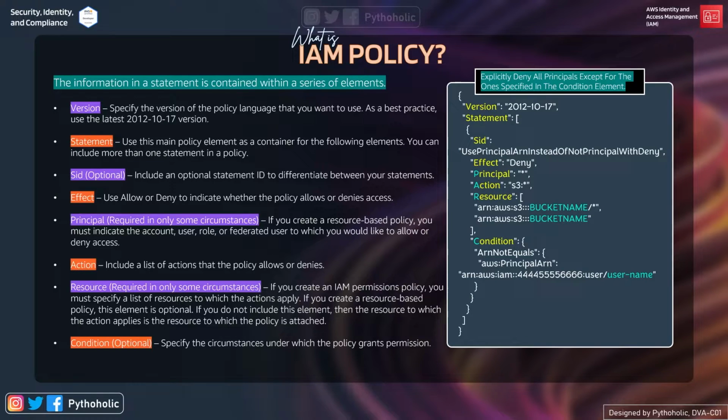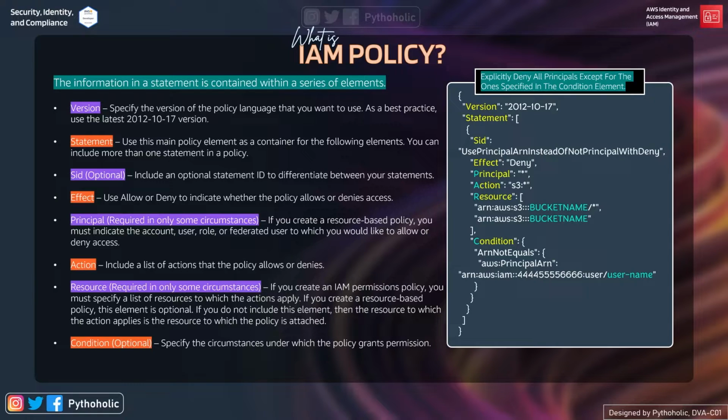I'll give you an example here. Let's suppose the effect is allow and the action is to punch. If I am supposed to punch you, I can only punch you if the effect for me is allow, which allows me to punch, and the action is mentioned that you can punch. So action is you can punch and effect is allow, then only I can punch you.